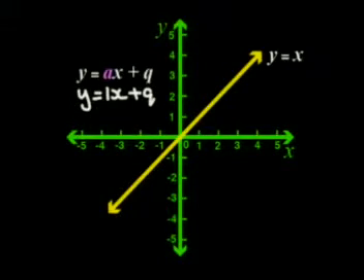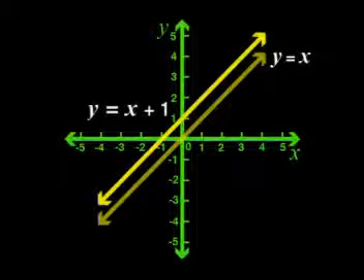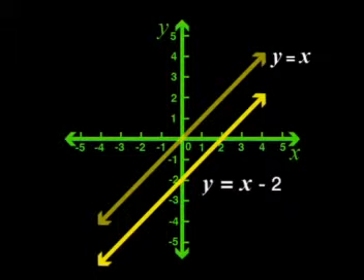Sure. First we started with a parent formula. The one we used was y equals x, where the gradient was 1. So the value of a in the formula remained unchanged at 1. The only other thing in the formula that could change was the q value. Then we compared two different graphs to the parent graph. In this graph, the q value was 1, and in this graph, the q value is -2.